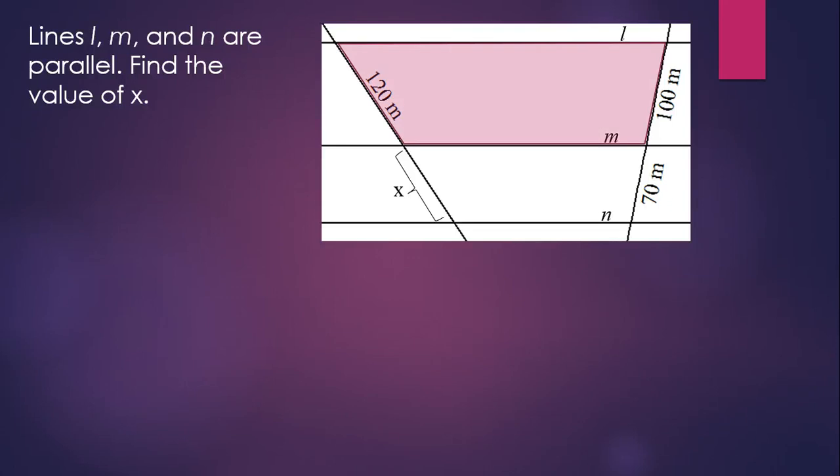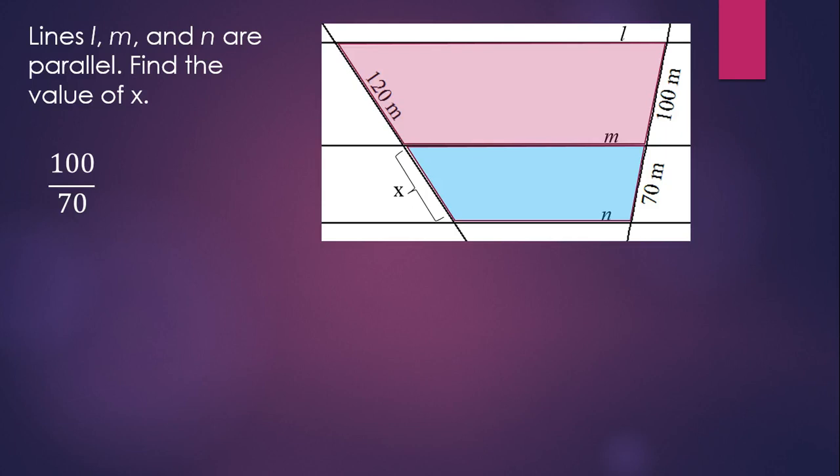In this case, we have two similar trapezoids that are formed. This top one and this bottom one. So the corresponding sides of those two trapezoids will be proportional to each other. So we could say that we're going to compare the right sides of the trapezoids.